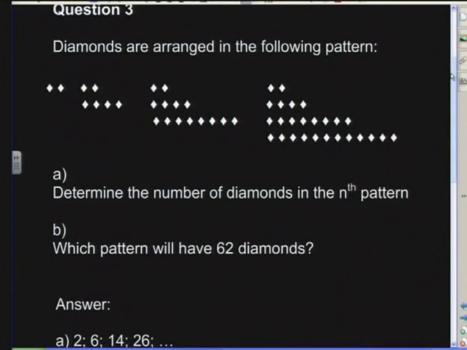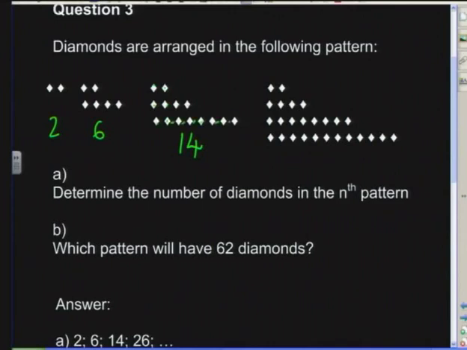Okay, first thing we need to do is figure out what the pattern is. So, as I said, turn it into numbers so that it makes sense. In the first pattern we have 2 diamonds. Count the next one, you're going to have 6 diamonds. Next one, you're going to have 14 diamonds. So you'll just count all these little specks up and see what you get.